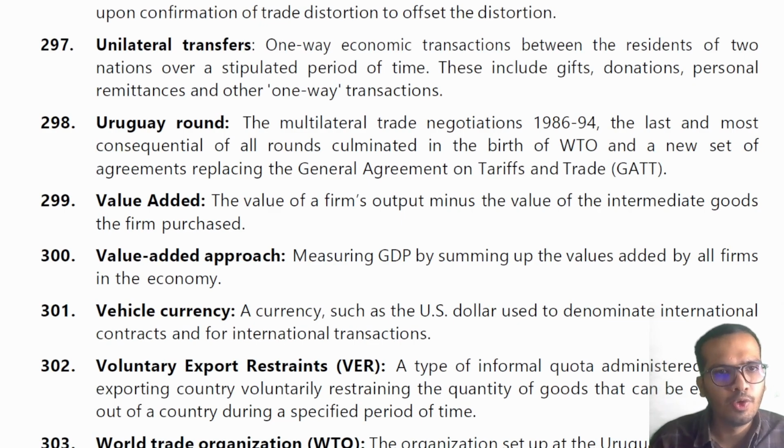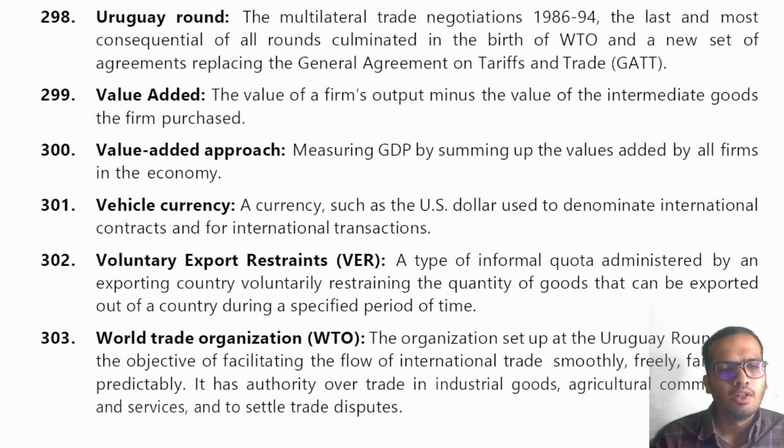Then we have Uruguay Round, that is the multilateral trade negotiations between 1986 and 1994, the last and the most consequential of all rounds, which culminated in the birth of WTO and a new set of agreements replacing the GATT, that is General Agreement on Tariffs and Trade. Then we have value added, that is the value of a firm's output minus the value of the intermediate goods the firm purchased.